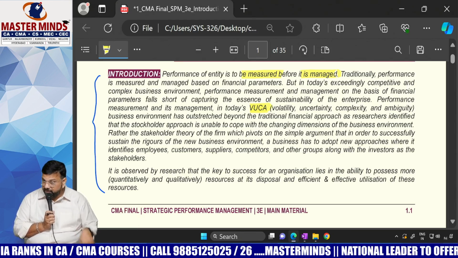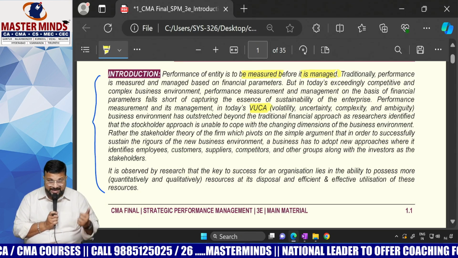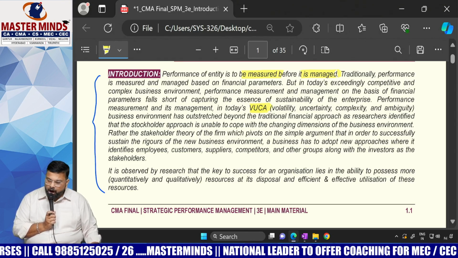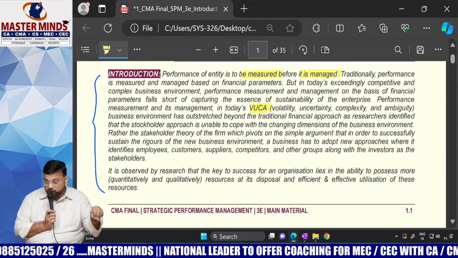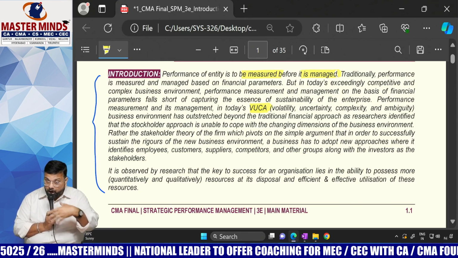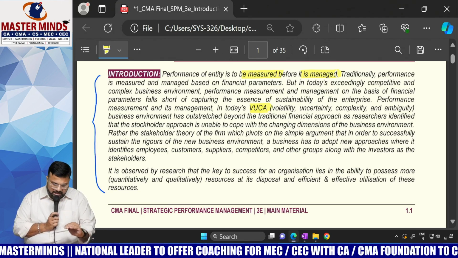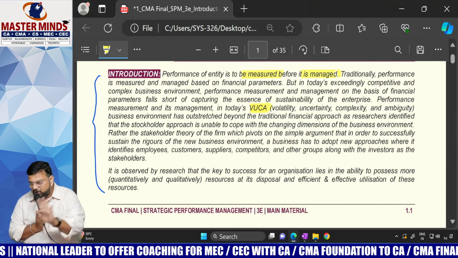Others means who, sir? First, employees. Next, customers. Next, suppliers. Am I clear, Nana? All the agents or all the units which are linked to our organization. We need to think about all these organizations or units. So we slowly replace the term shareholder or stockholder with stakeholder.